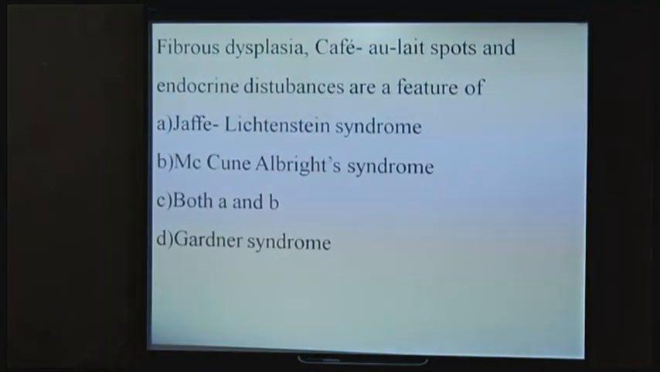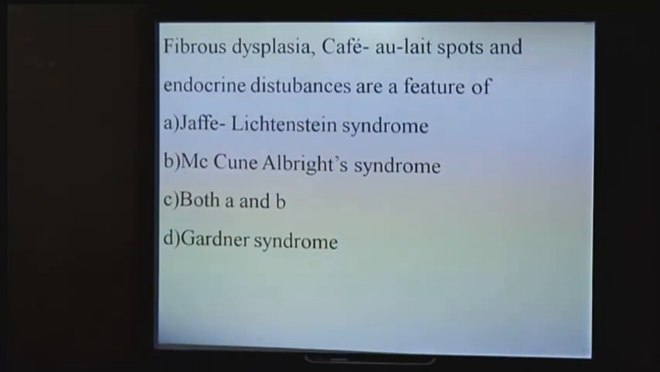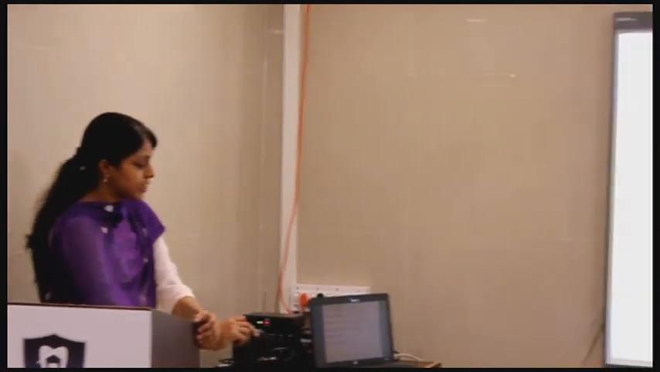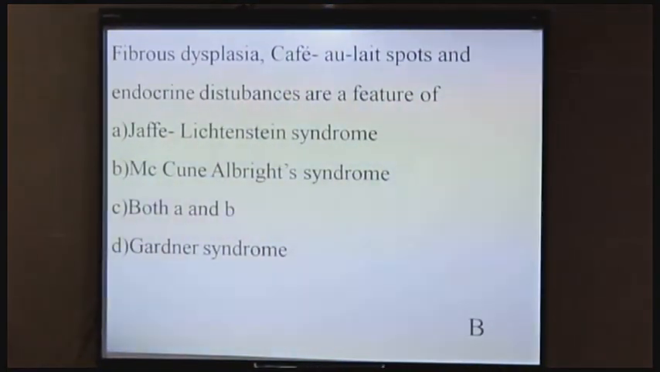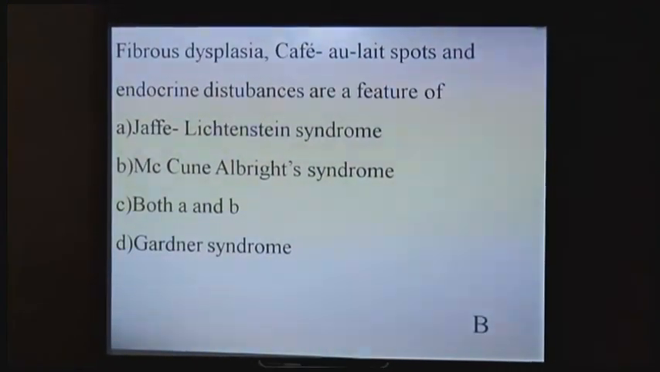Now the syndromes. Fibrous dysplasia, café-au-lait spots and endocrine disturbances are features of B. Okay. It is not A because in A you will not have endocrine syndromes. You will not have any of the endocrine disturbances. What is Gardner syndrome? Multiple impacted teeth, supernumerary teeth, multiple cysts, intestinal polyposis, all comes under Gardner syndrome.